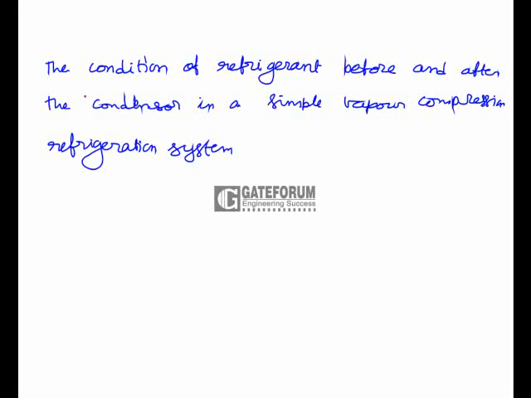The condition of refrigerant before and after the condenser in a simple vapor compression refrigeration system is. In a simple vapor compression refrigeration system, you can see here on the p-h or T-s diagram. Let us say on the p-h diagram.